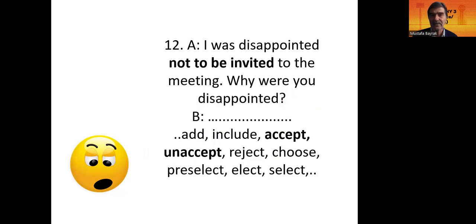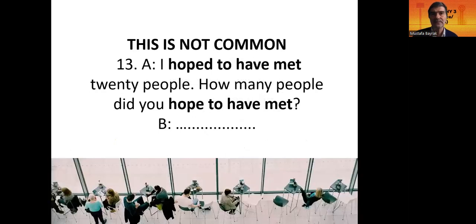Not to be invited, not to be given. Yes, I was disappointed not to be given the invitation card. I was disappointed not to be chosen. To be rejected. I was disappointed to be rejected. I was disappointed not to be selected as a member, as a participant of the party. This is not common. Let's see what it is.